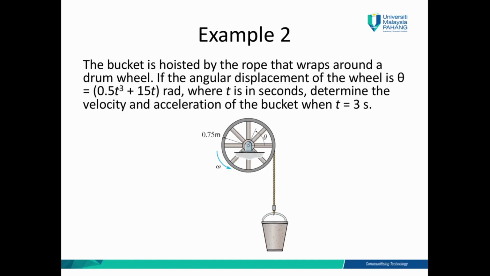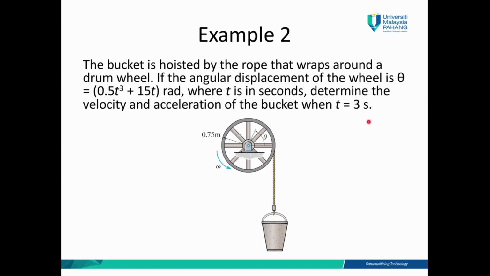Okay, now let's take a look at our example 2. So you have a bucket connected by a rope wrapped around a wheel. If the angular displacement of the wheel is theta equal 0.5 t to the power of 3 plus 15t radian, where t is in seconds, determine the velocity and acceleration when t is equal to 3.